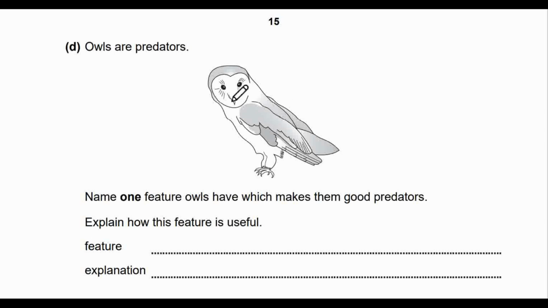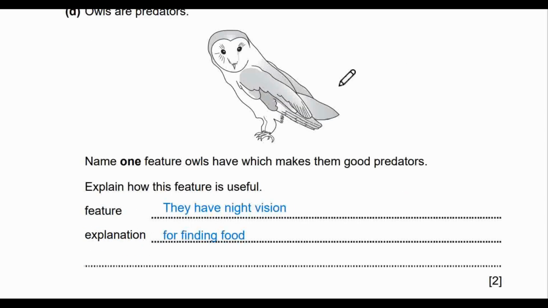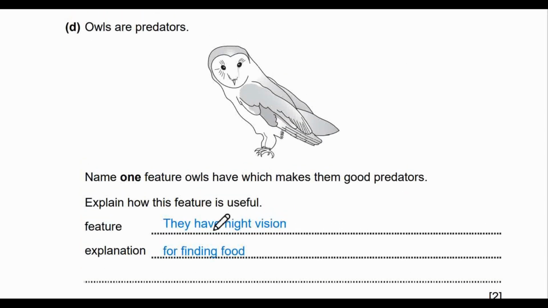Besides that, you may answer owls have large eyes. It's good for seeing. Or you can also answer it has sharp beaks. So it's good for picking up prey. So we type one answer. Owls have night vision. It's for finding food. Let's move on to the next question.